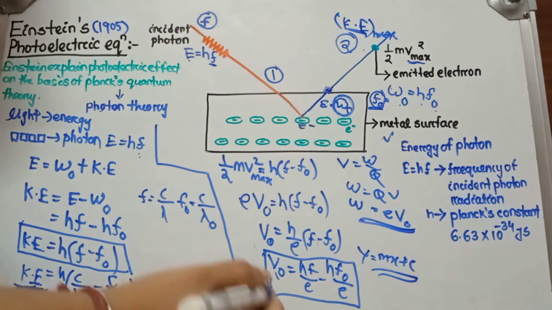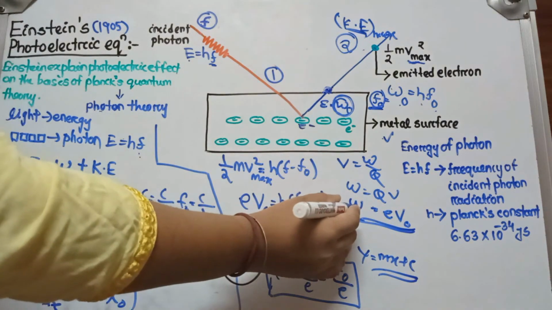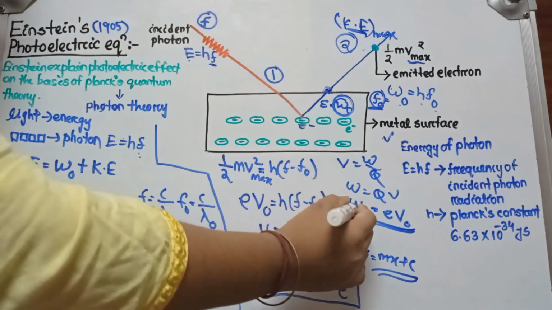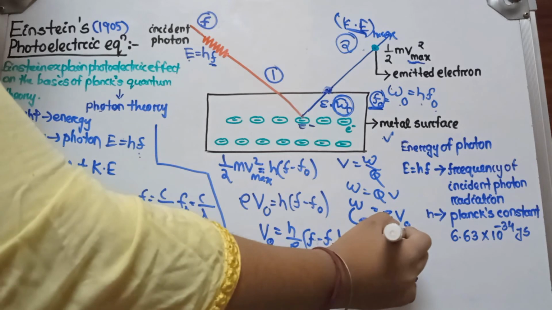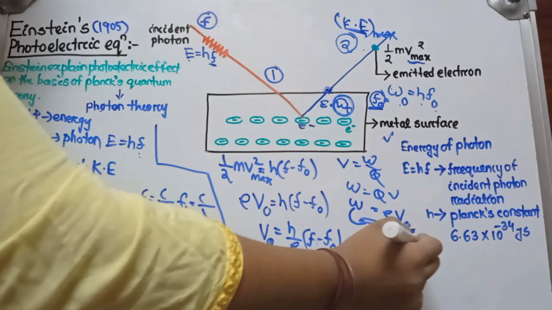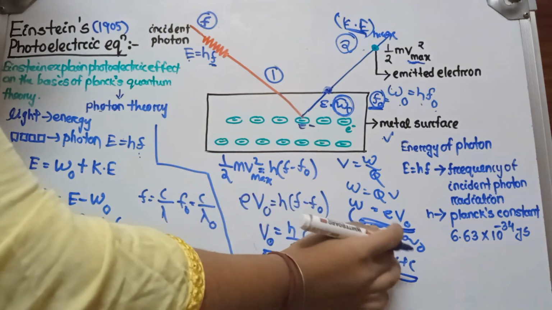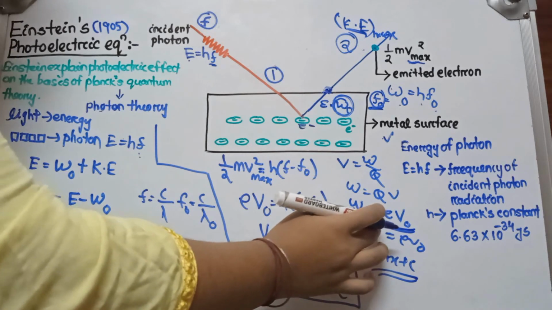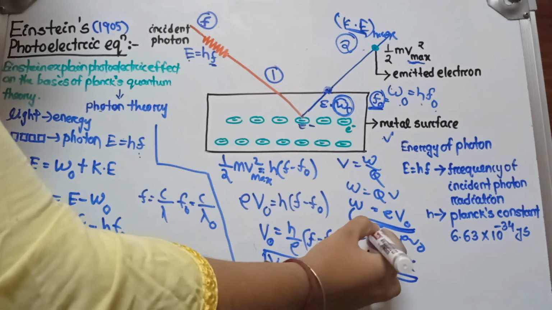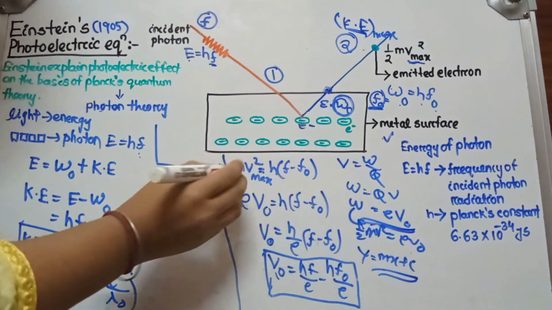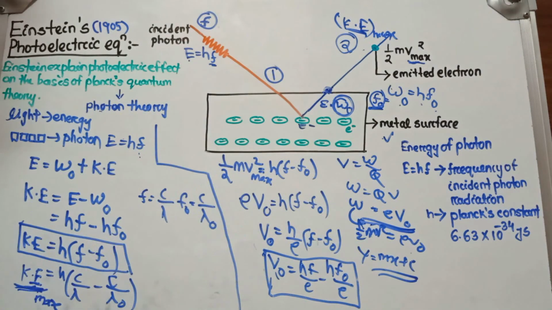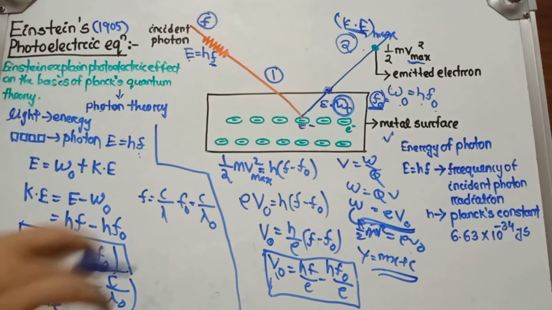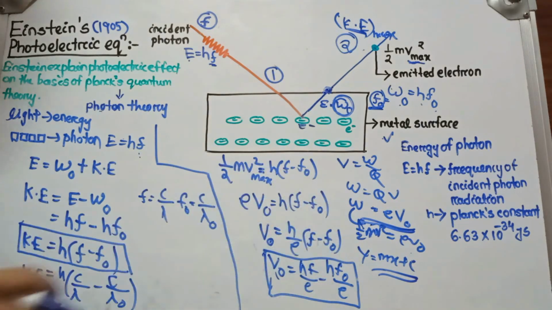According to the work-energy theorem, the amount of work is equal to energy. So the energy equals eV0. And we know that energy equals half mv squared. So half mv squared equals eV0. You clear on it? eV0 equals hf minus hf0.